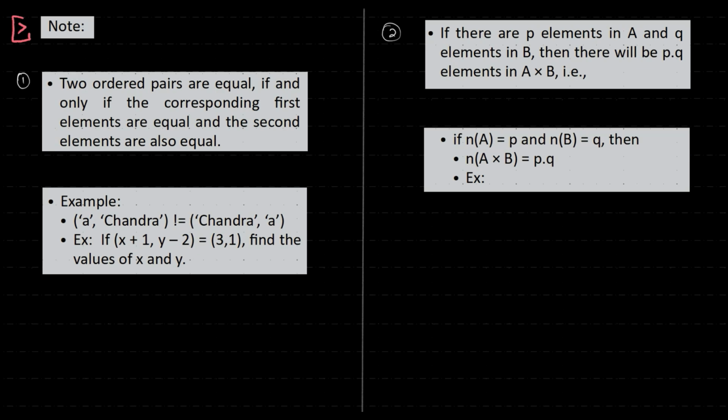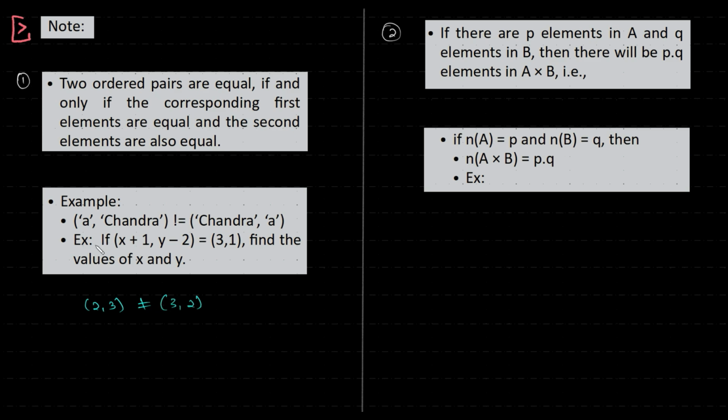A quick note about the Cartesian product. We need to understand that two ordered pairs are equal if and only if the corresponding first elements are equal and the second elements are also equal. For example, (a, Chandra) is not the same as (Chandra, a). Similarly, (2, 3) is not the same as (3, 2).